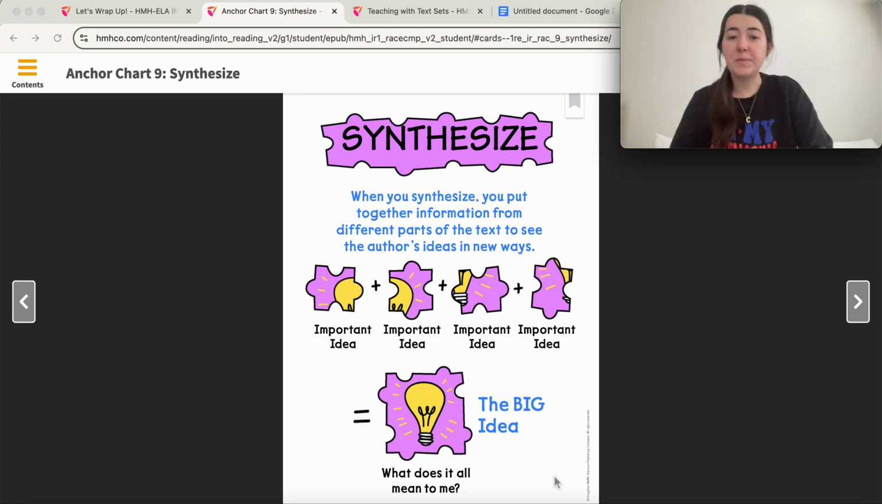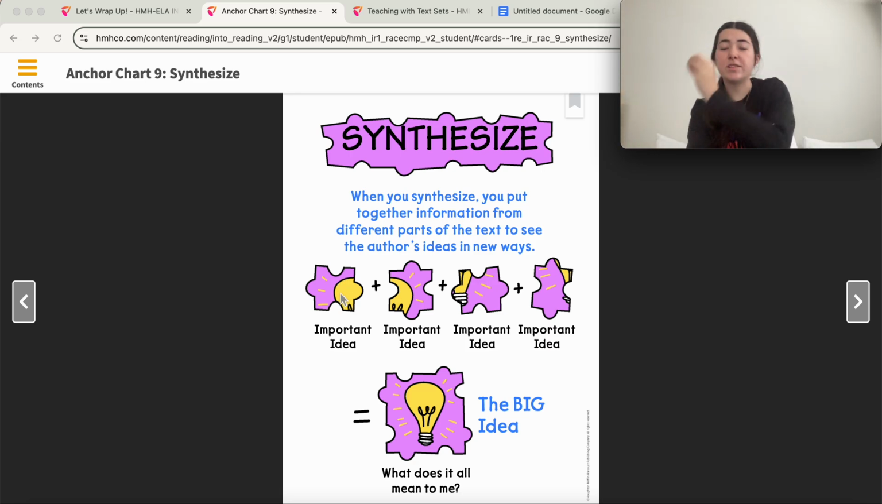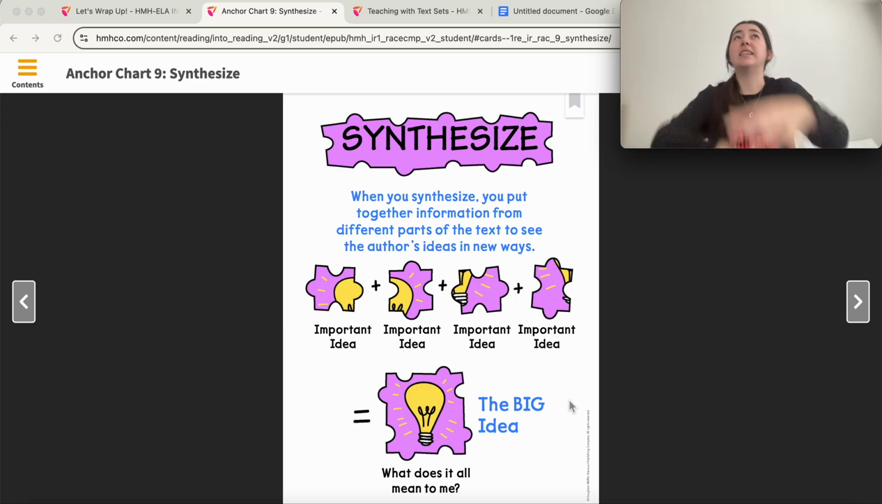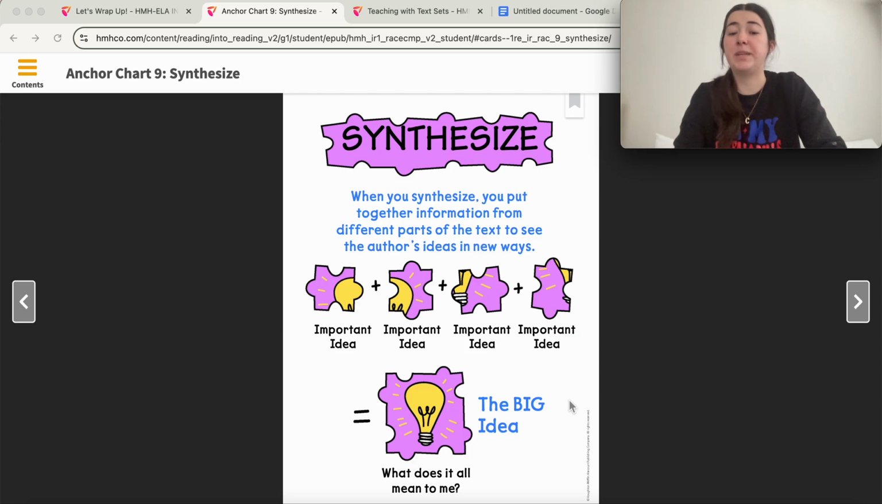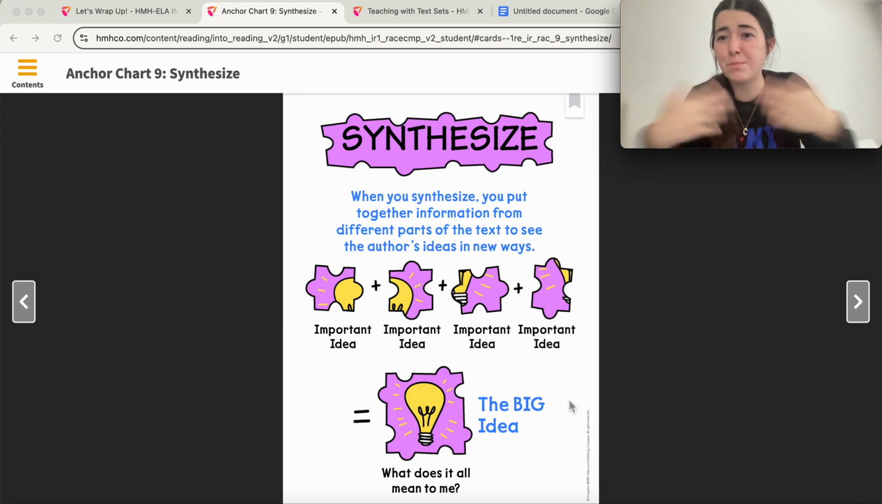So what we're going to be doing while we work on these projects is we're going to be working on synthesizing, which is this anchor chart we're looking at here. When you synthesize, you put together information from different parts of the text to see the author's ideas in new ways. Think of it as a puzzle. You take different pieces, so the different pieces are different important ideas. An important idea plus an important idea plus another important idea plus another important idea equals the big idea when you put all those puzzle pieces together, and that is, what does it all mean to me?